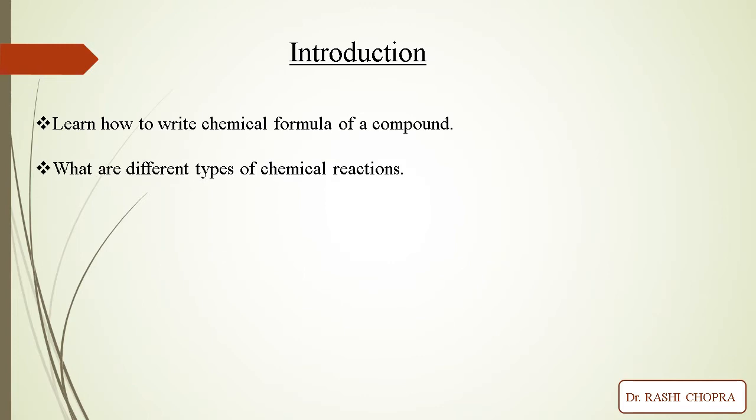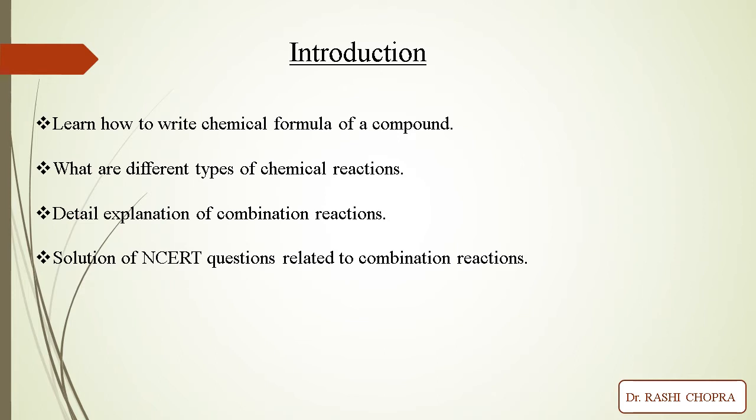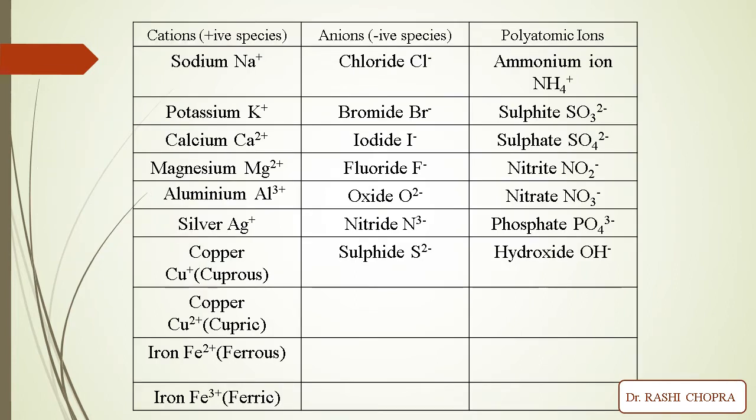We will also talk about the different types of chemical reactions, which are very important, because there is a practical examination and a practical exercise in your laboratories where you need to differentiate between different types of chemical reactions. That is why this topic is very important, and I will tell you how you can differentiate between different chemical reactions. We will do a detailed explanation of the first type of chemical reaction, which is the combination reaction. And we will also solve certain NCERT questions which are related to the combination reaction. So let's start with the first thing first.